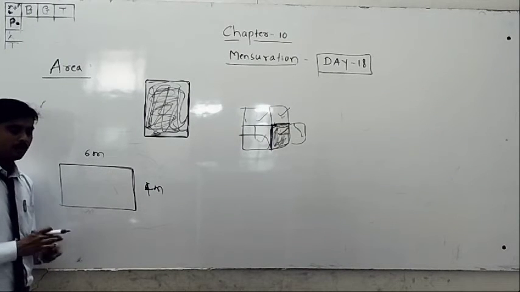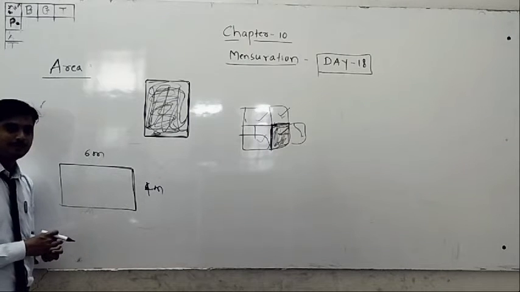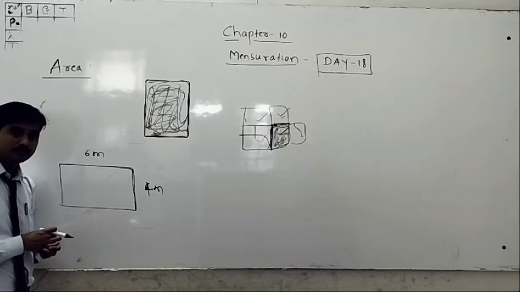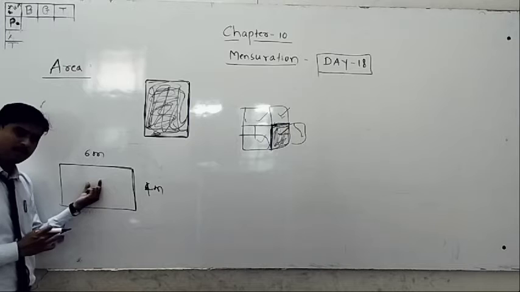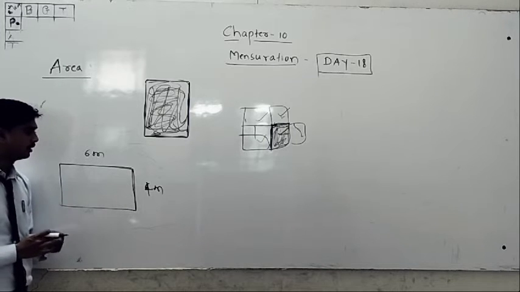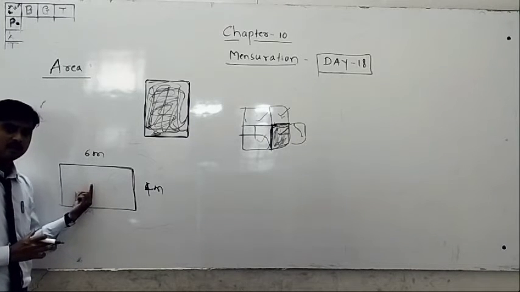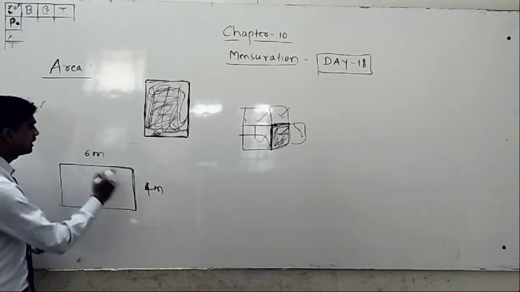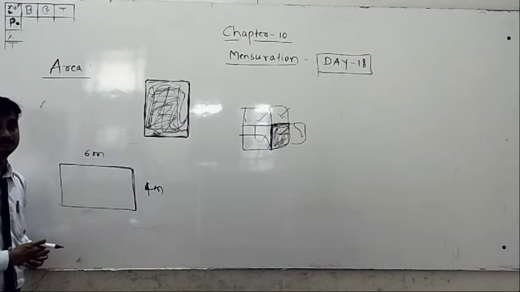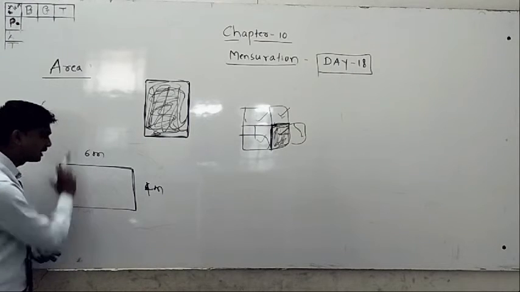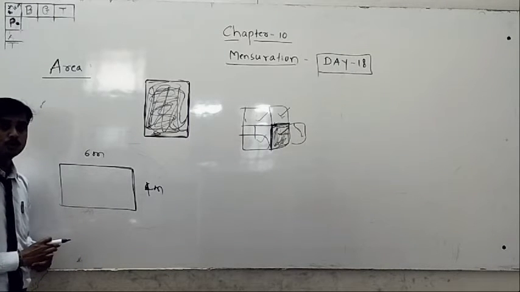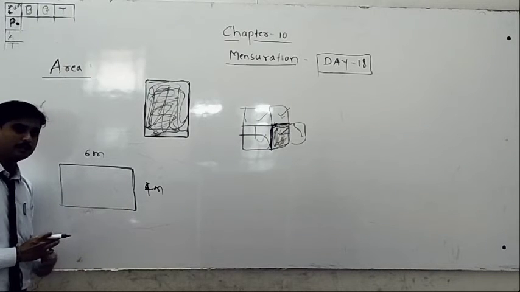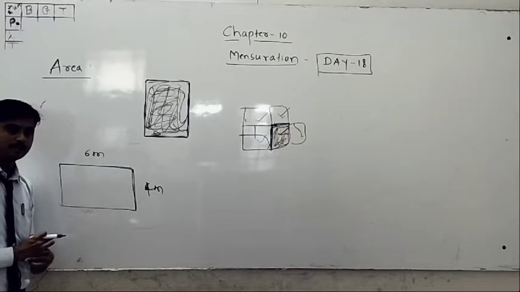Perimeter means all are doing easily. What is the formula of perimeter? Which type of figure is this? Sir, this is a rectangle. Why is it a rectangle, not a square? Sir, in a rectangle, length and breadth are different. If all sides are the same length, we should call it a square. But when length and breadth are given as different, that is a rectangle figure.